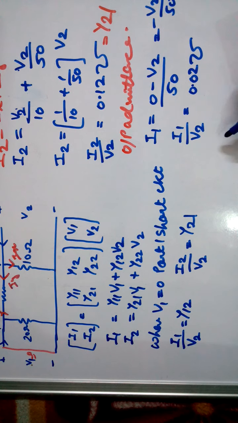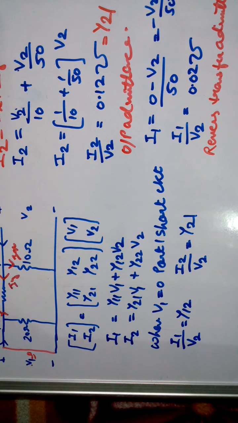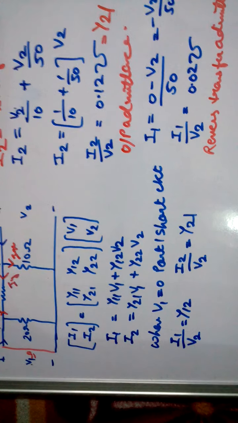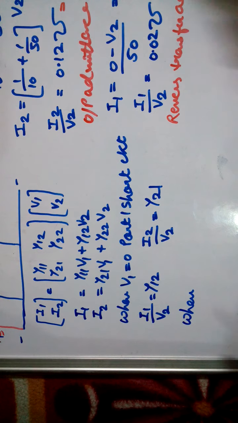The ratio of current to voltage is also known as admittance, and the ratio of input current to output voltage is called reverse transfer admittance. The ratio of I1 upon V2 is called reverse transfer admittance, and I1 upon V2 is Y12.